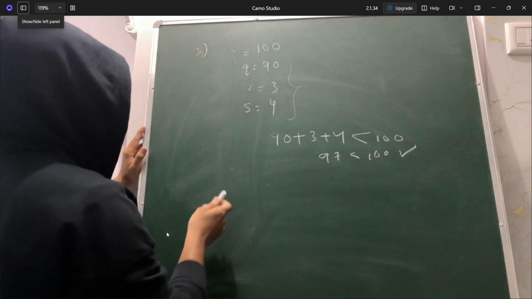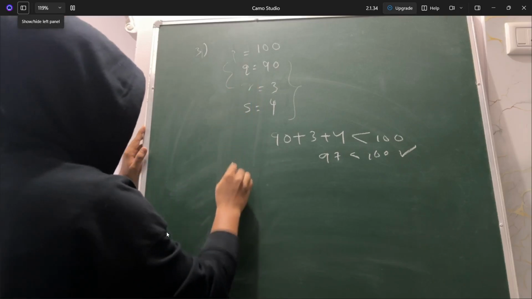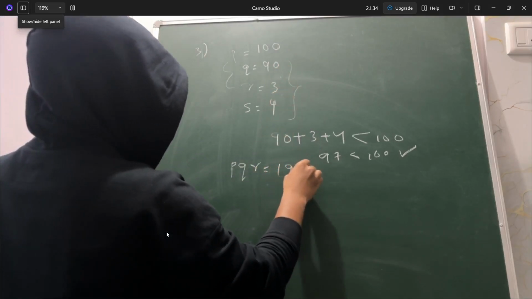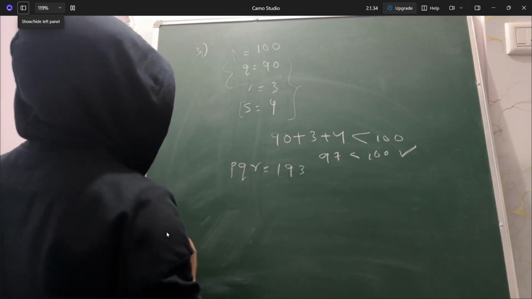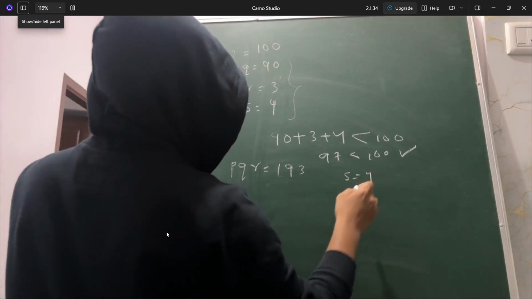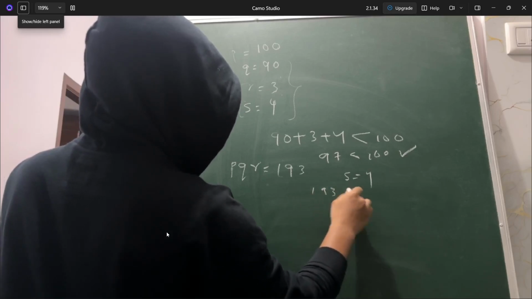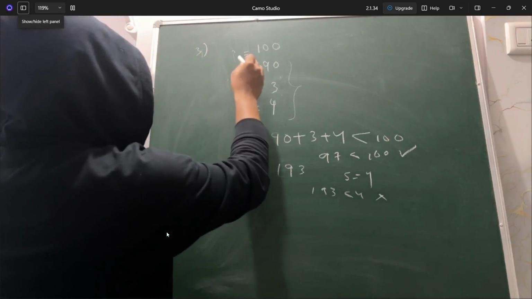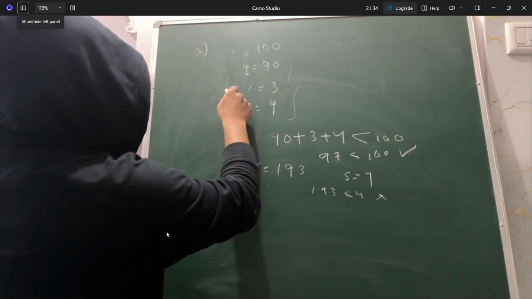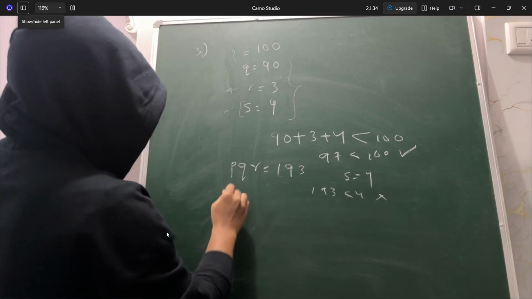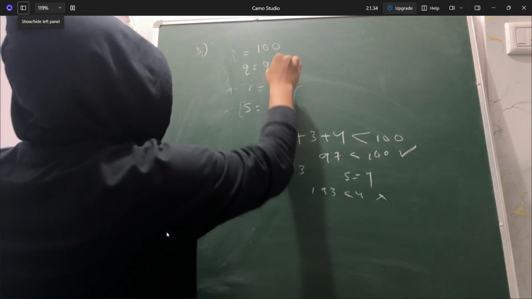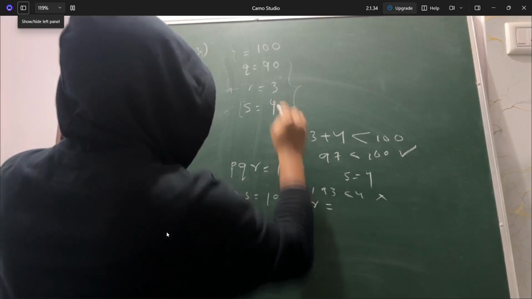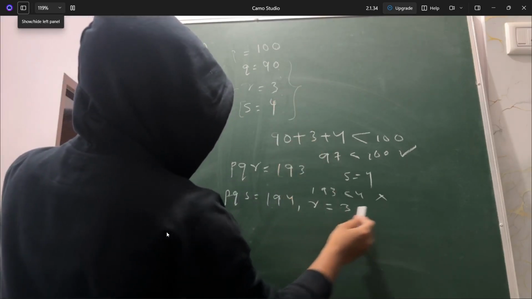One way is that you take the sum of the first 3, that is the PQR sum, that will be 193, and you compare this sum with the other one, S, which is 4. So 193 less than 4 is false. Okay, so we'll take another combination. You have solved for S, let's solve for R. In that case you will do PQS. This sum will be 194, and R is 3. So again 194 less than 3 is false.